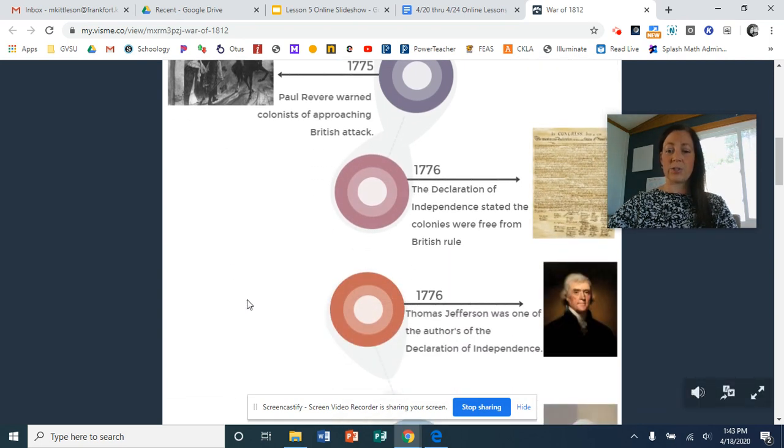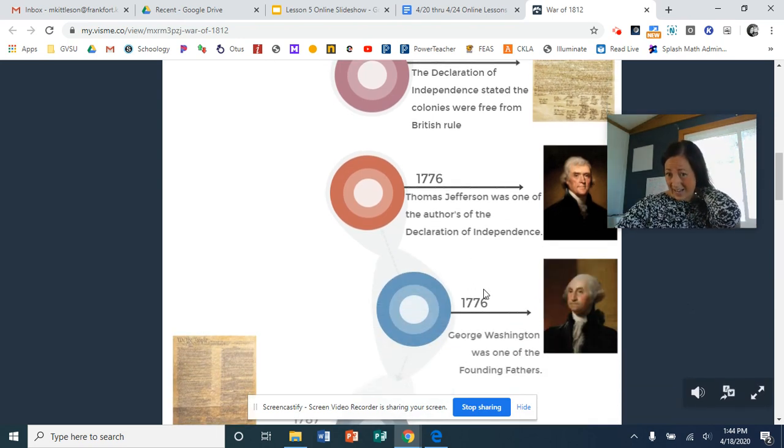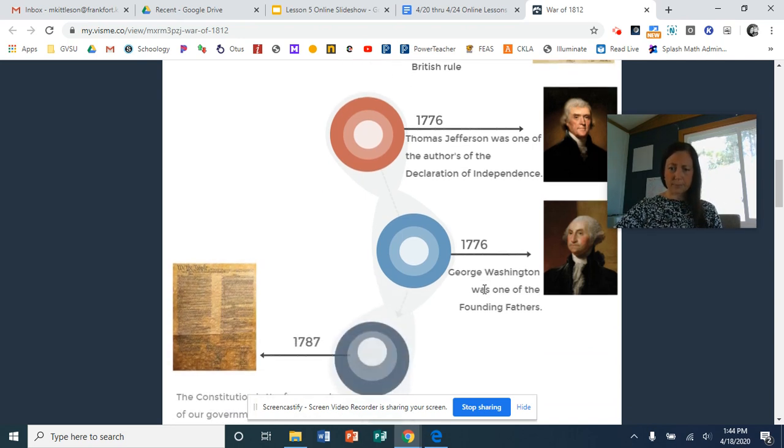1776, we actually declare our independence so that we are free of British rule. And that ends the Revolutionary War. We get our independence, and we write that there in a document. Thomas Jefferson was one of the authors of the Declaration of Independence, as was George Washington, part of the Founding Fathers. There's actually 4 of them. We learned about those in the previous unit, in the previous lesson. This was all in 1776 that this happened.